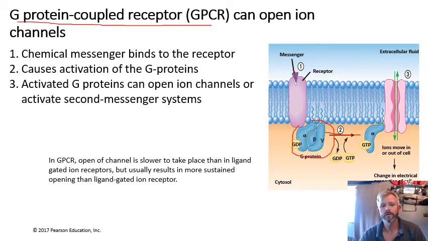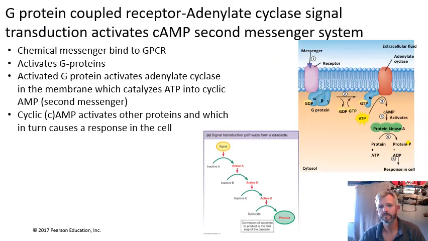Or we're going to see G proteins can also signal through signaling cascades in the cell and can activate second messenger systems. Okay, one of those second messenger systems is our cyclic AMP messenger system. In this case, binding of the messenger to the G protein coupled receptor activates the G protein. Instead of going and opening an ion channel, the activated G protein goes and activates what we call the adenylate cyclase enzyme.